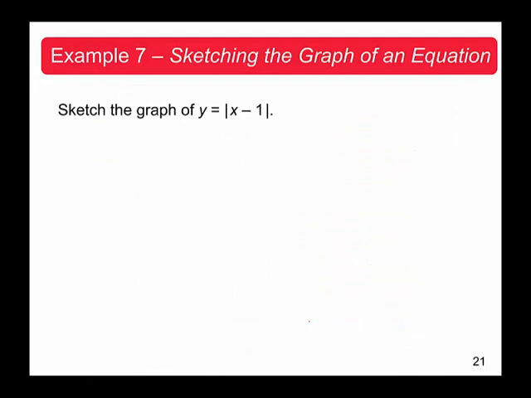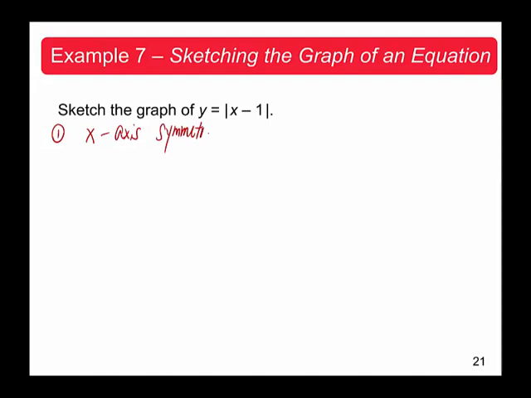Now let's take a look at how we sketch the graph for y equals the absolute value of x minus 1. And the first thing is, let's test those three symmetries. First one is x-axis symmetry. See if there's any symmetry here.